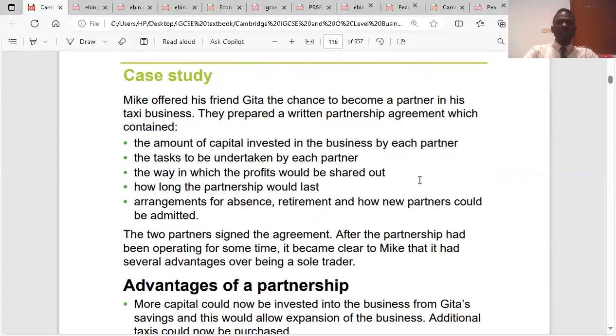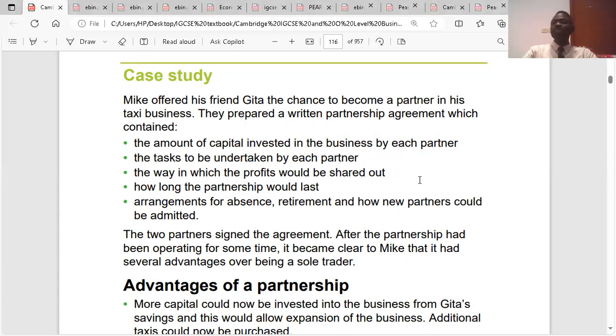So Mike offered his friend Gita the chance to become a partner in his taxi business. That's the case study. They prepared the written partnership agreement, which is the partnership deed. These are what the partnership deed will contain. One, the amount of capital invested by each partner: the amount of money invested by Gita and the amount invested by Mike. Two, the tasks to be undertaken by each partner. So what are your duties? What are your functions as a partner? Three, the way in which the profit will be shared. That's the share of profits, and it has to be stated.